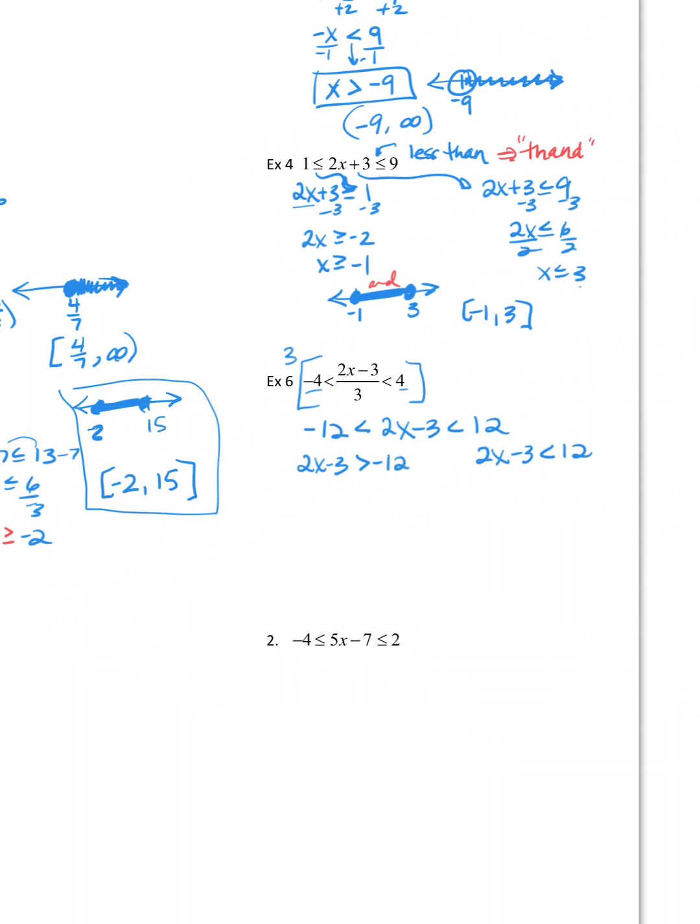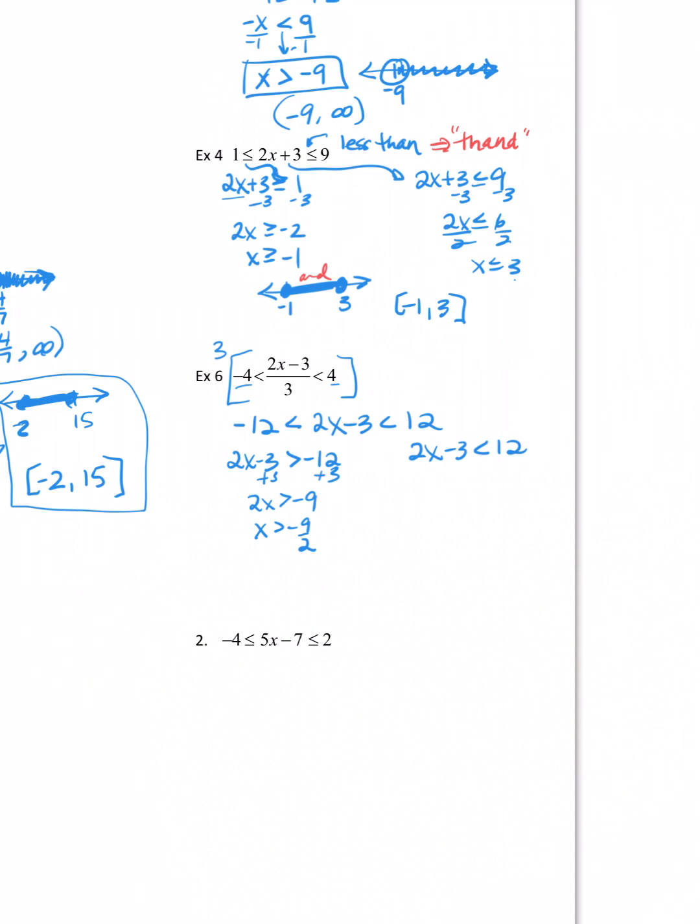And then we solve, right? So add 3 to both sides. So 2x is greater than negative 9. So x is greater than negative 9 halves. Okay, over here, add 3. So 2x is less than 15. Divide by 2. X is less than 15 halves.